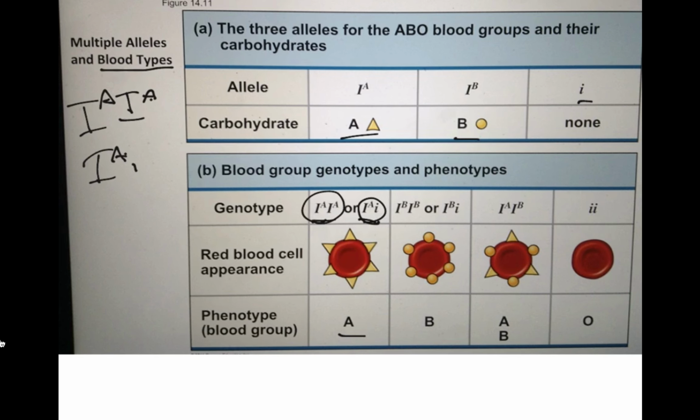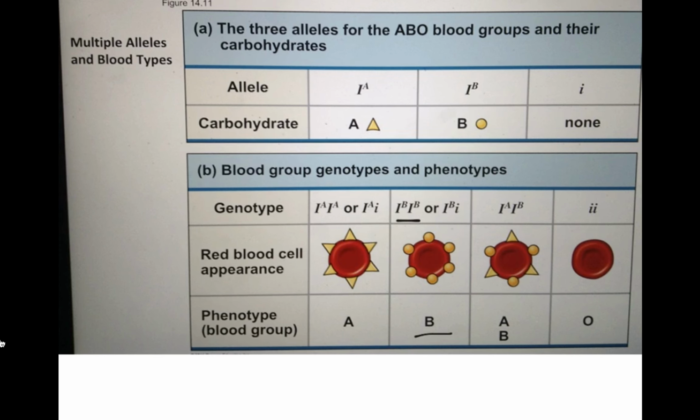Okay? If you have type B blood, you're either IB-IB or IB-i. If you have type AB blood, you are IA-IB. And if you have type O blood, you are two lowercase i's. So what's interesting about this is both types A and B are dominant.